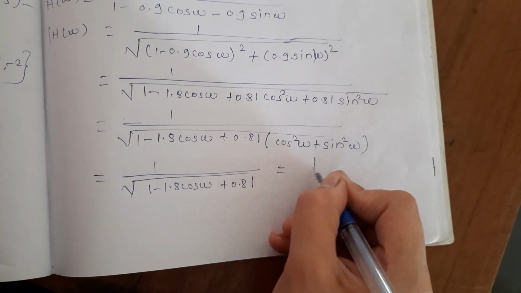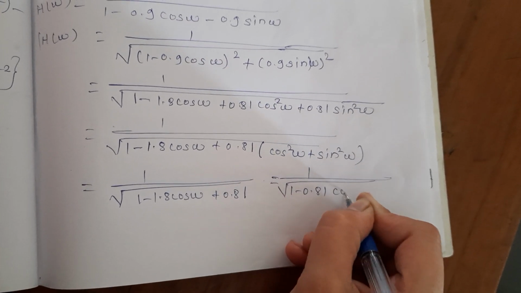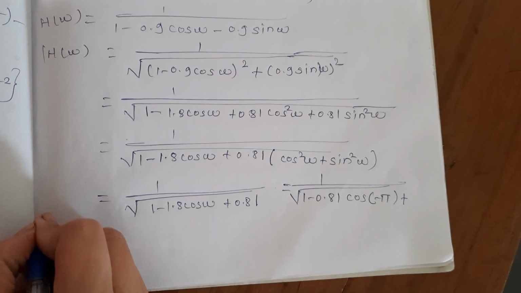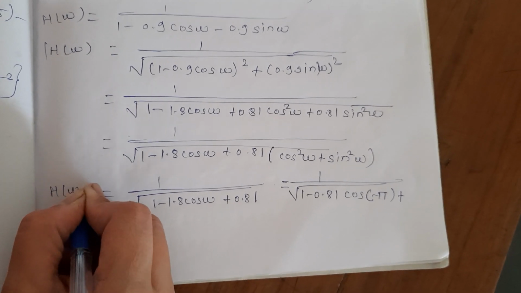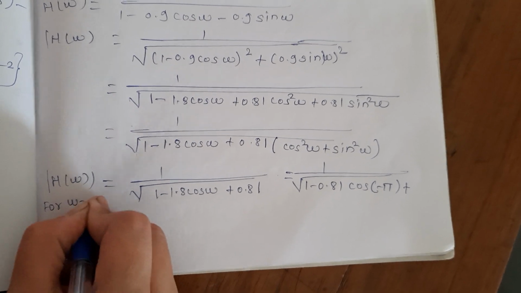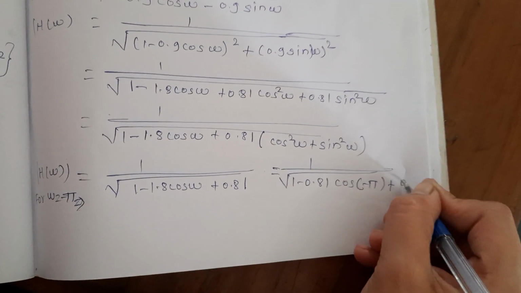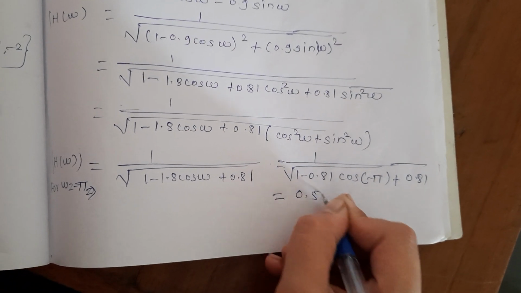Now for the magnitude at omega is equal to minus pi, we substitute this value in this equation. It is 1 divided by square root of 1 minus 1.8 cos of minus pi plus 0.81. So the answer is 0.52.